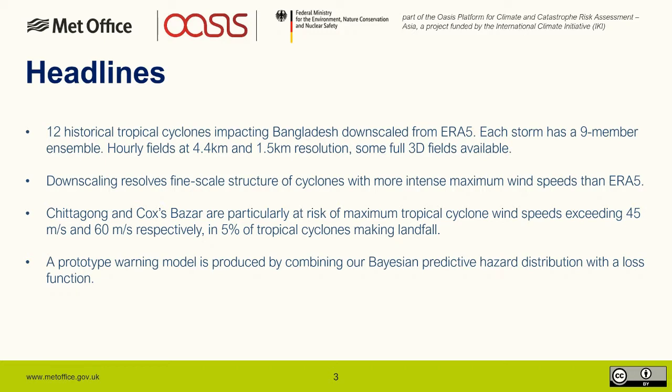Chittagong and Cox's Bazar are particularly at risk of maximum tropical cyclone wind speeds exceeding 45 meters per second and 60 meters per second, respectively, in 5% of tropical cyclones that make landfall in Bangladesh. Finally, we look at a prototype warning model that is produced by combining the Bayesian predictive hazard distribution that we derive from our simulation of these 12 tropical cyclones with a loss function.